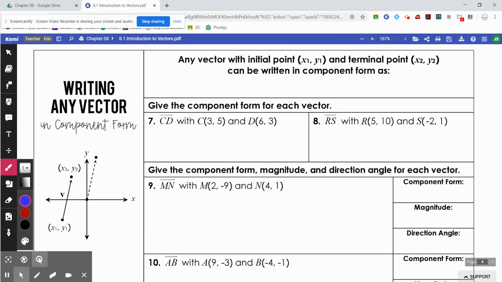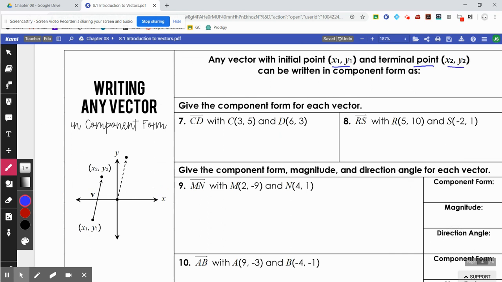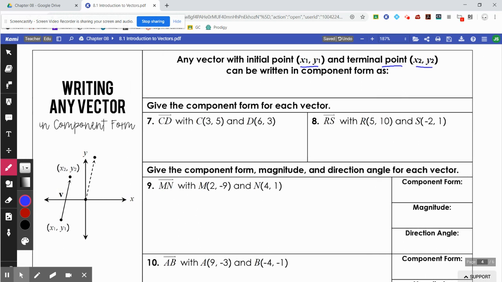Okay, in this next part, we're going to be writing vectors in component form. If you're given the two endpoints, the initial point and the terminal point, how do you write that in component form? And it's really super easy. Any vector with an initial point x1, y1 and a terminal point x2, y2 can be written in component form as follows. Vector v will simply be x2 minus x1, comma, y2 minus y1. You simply subtract the x's and you subtract your y's. Subtract the terminal point minus the initial point, and you've got your vector in component form.